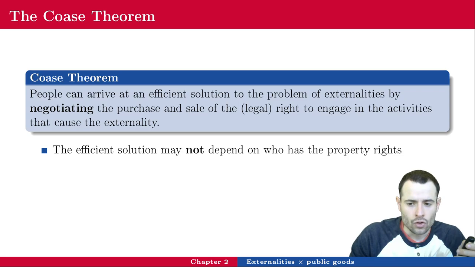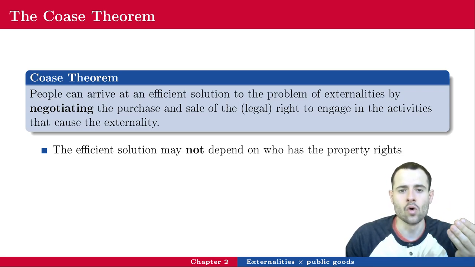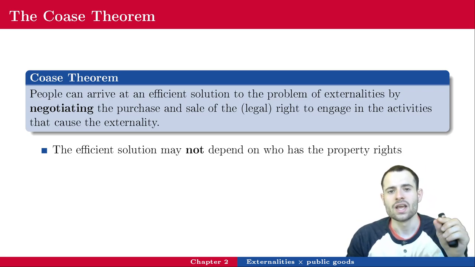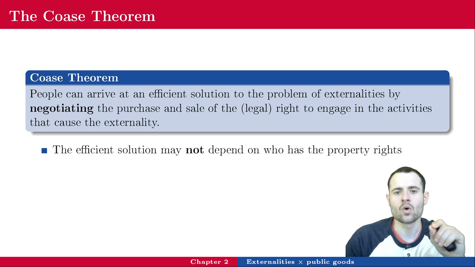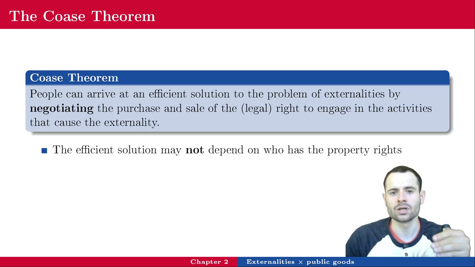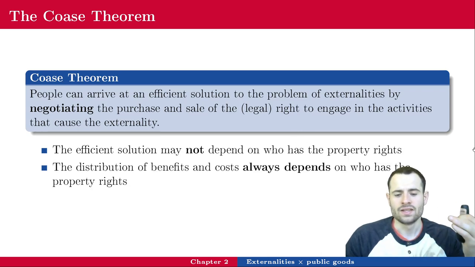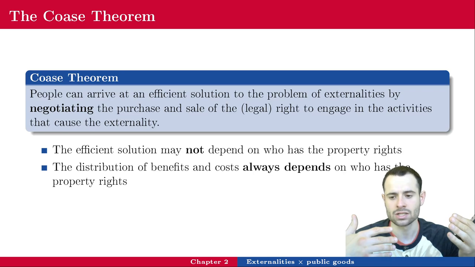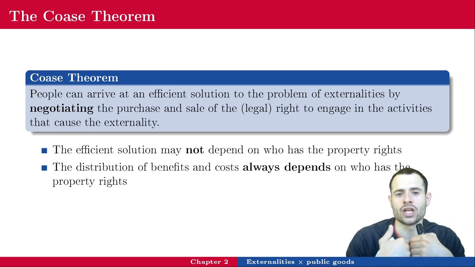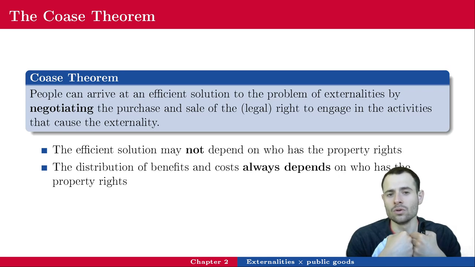So, how things are going to happen depends on who has the rights or who's in charge, but getting to the efficient solution doesn't depend on who is in charge. If Rick is in charge, May compensates him. Boom, efficient solution. If May is in charge, Rick pays May to smoke. Boom, efficient solution again. So, the efficient solution may not depend on who has the property rights. Who gains and who loses will depend on who has the property rights. If May is in charge and she makes the rules, she's going to be the one getting money from Rick. If Rick is the one making the rules, then May is going to be the one giving money away to Rick.